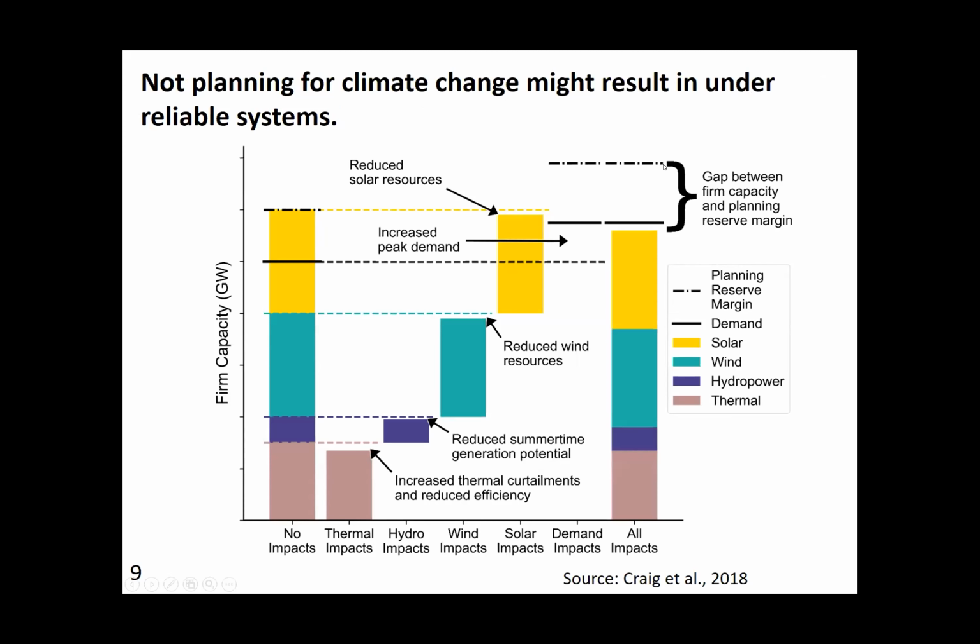So what happens if you do not plan for climate change? You pretend like it doesn't exist. What happens is you get into a future world where, on the right-hand side, you have all the firm capacity after climate change has affected it, your demand has increased, and so you have this gap here. And this gap is exactly what we do not want. This gap leads to things like Texas in the winter or like California last summer. And so we, as power system planners, desperately try to avoid this situation.